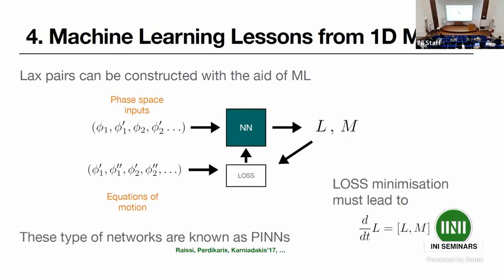So, of course, if I look at this kind of thing, I will see that I have to take derivatives now of L in time, and then the simplest way to do it is through the chain rule. So basically, I get derivatives of L, and in this case only on L, with respect to the phase space inputs, and then I take the scalar product with the equations of motion, so to say.